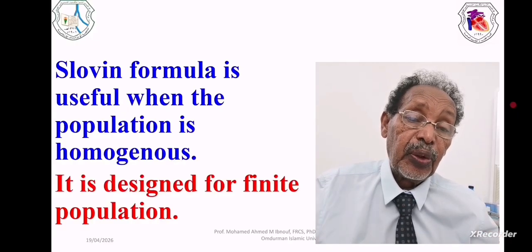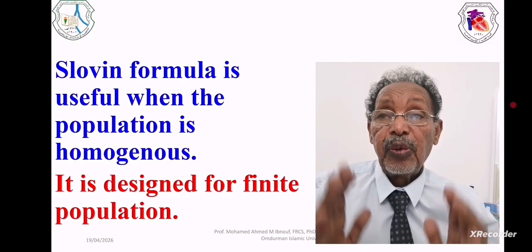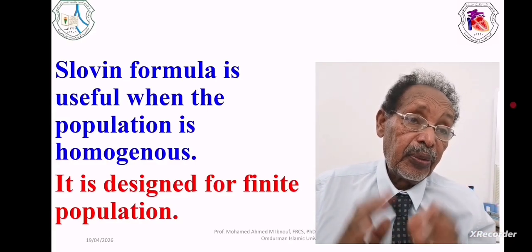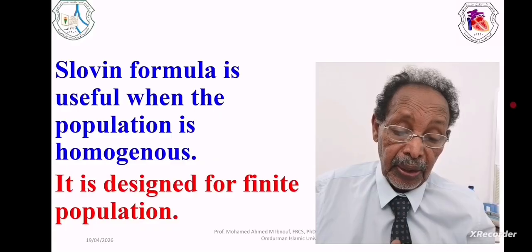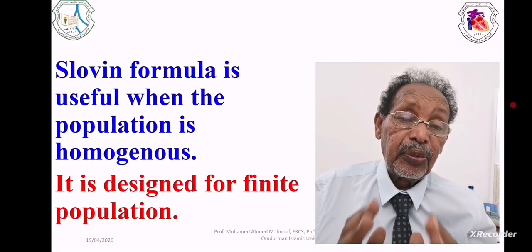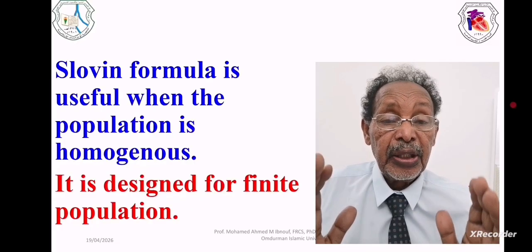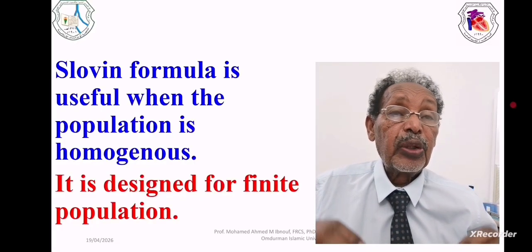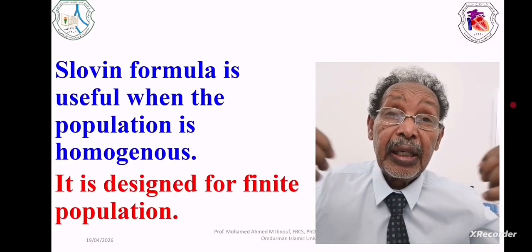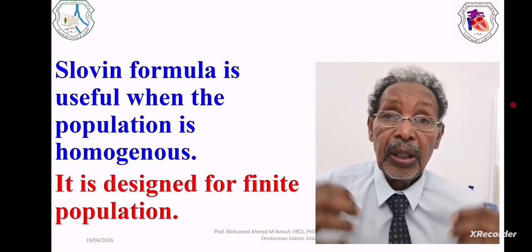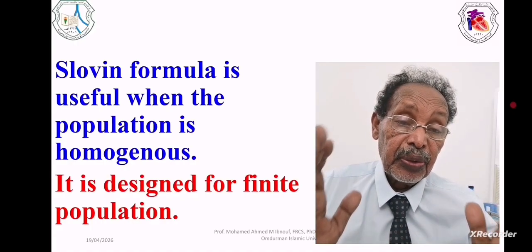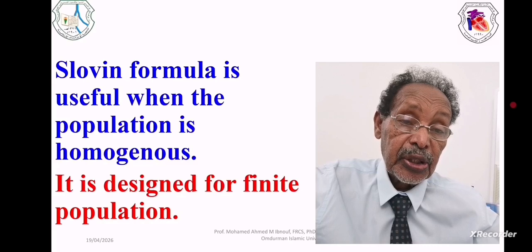And it is designed for a finite population, for a limited number of population. The Slovin formula, or the Taro Yamane formula, is designed for a fixed, that is finite, population, not for an infinite population, not for a very big, very huge, endless population in thousands or in millions. No, it is just for a specific number of population. This is important.